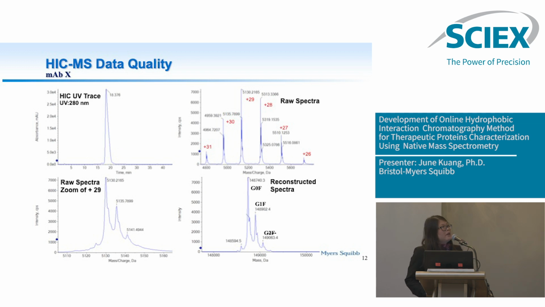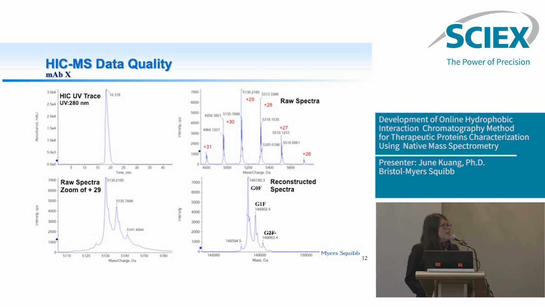So we test the method to see how well it works using a well-behaved antibody. What I mean by well-behaved is a very pure drug substance, and then we test how well this MS method works. On the right-hand side, the upper panel shows the average spectra obtained from the QTOF system. It demonstrates low charge state envelopes that fall into the range between 4,500 and 6,500.